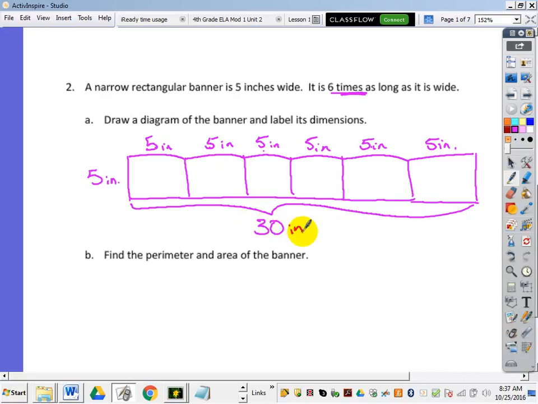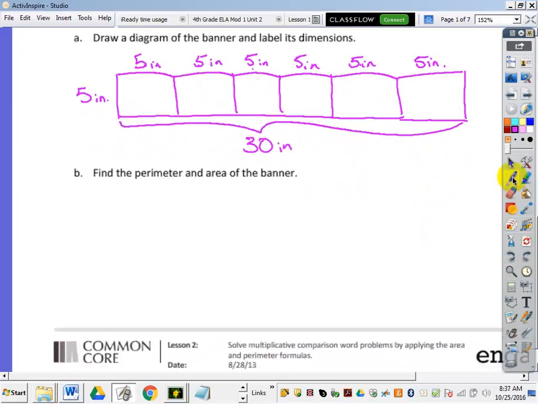Now I've got an easy way to find perimeter. For the kids who would add 5 plus 30 plus 5 plus 30, they would add those 4 numbers together. Why does it say find the perimeter and the area of the banner? Well, we're going to try to find the perimeter first. Is that okay? We'll do one at a time. Perimeter is probably the easy one because it's obvious. Just 4 sides, right? So the perimeter equals 2 times 30 plus 5, or 5 plus 30, whichever way you want.